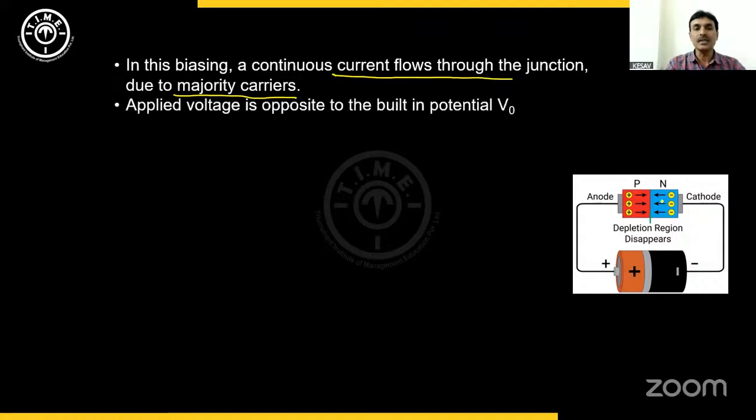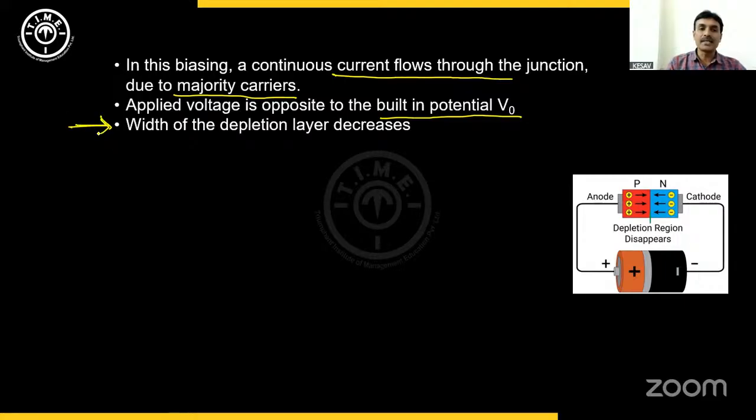Understood? Right. The applied voltage is opposite to the built-in potential V0, the barrier potential. This is a very, very important point. In forward bias, the width of the depletion layer decreases. What is the depletion layer? Near the junction, a depletion layer is formed. On either side of this junction, some region has become immobile of charges. There are charges, but they are immobile.